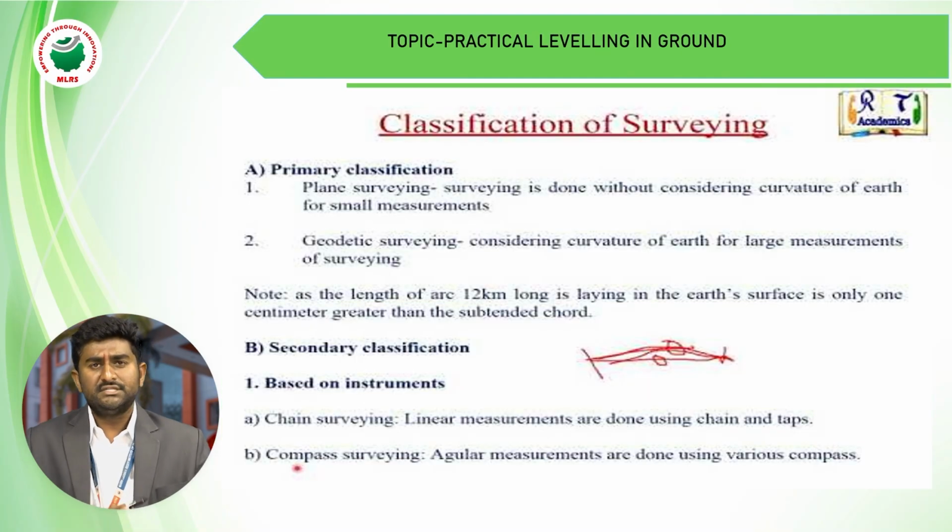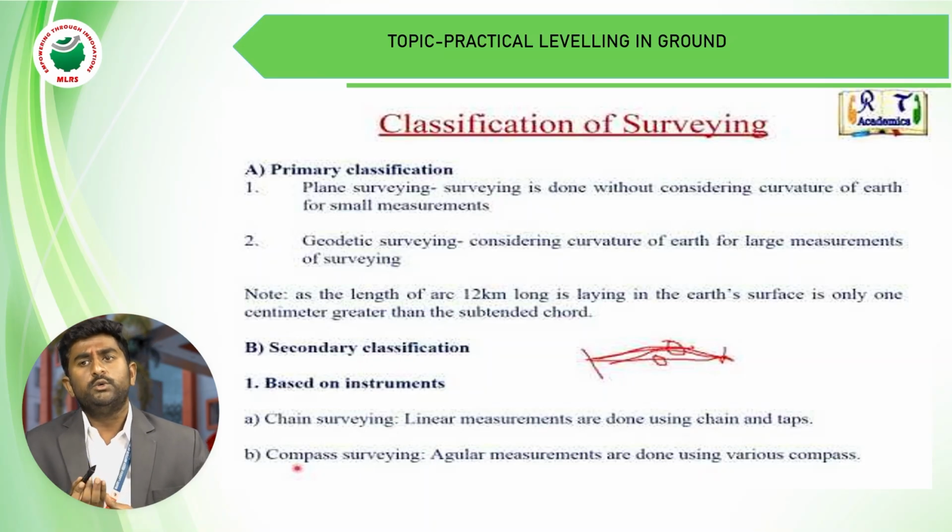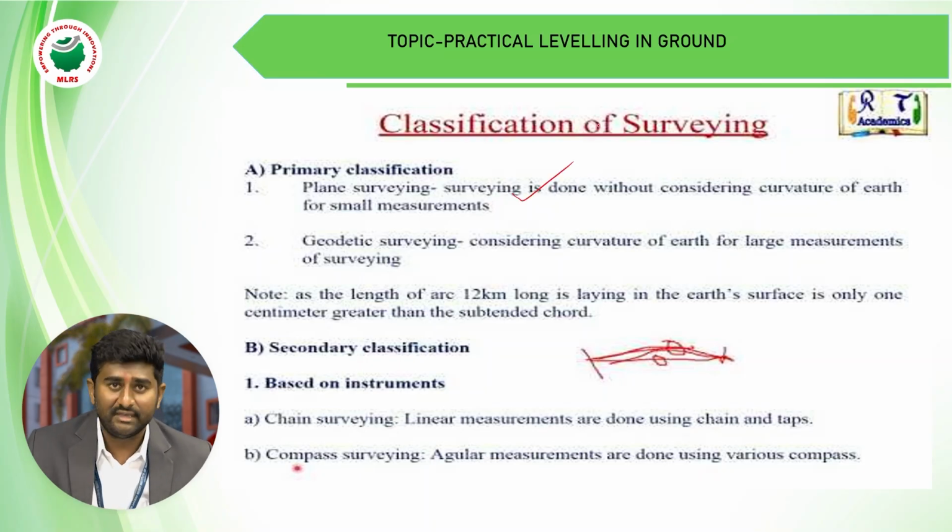Next, classification of surveying. What are the classifications? In this classification of surveying there are two types. First one is primary classification, second one is secondary classification. The primary classification is divided into two types. First one, plane surveying. Second one, geodetic surveying.